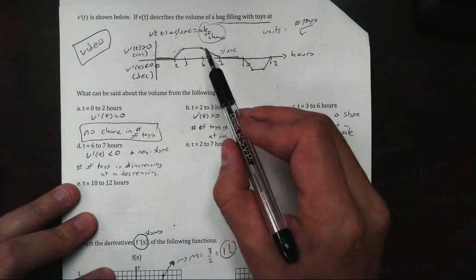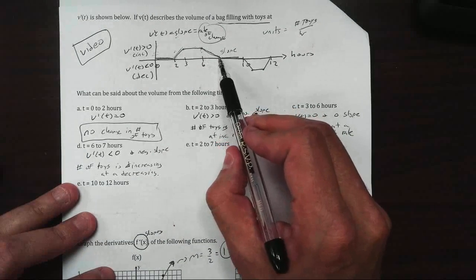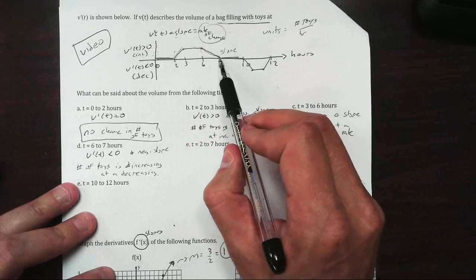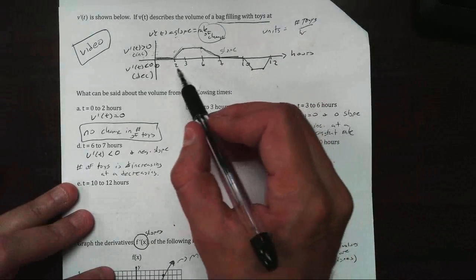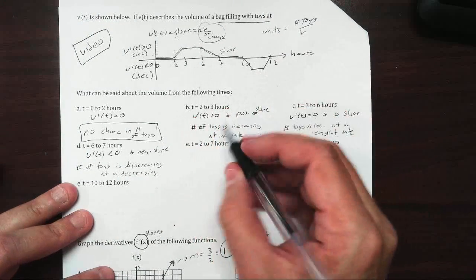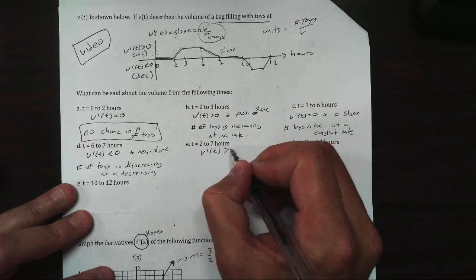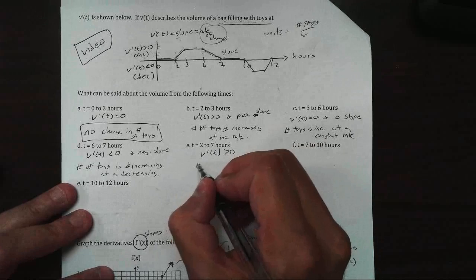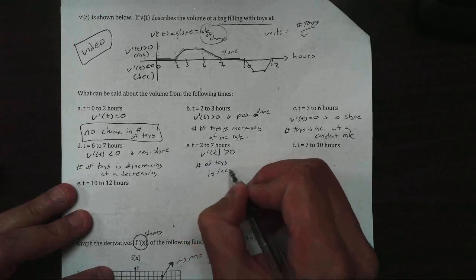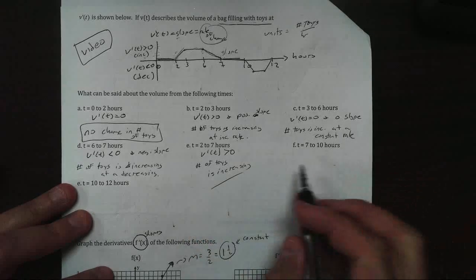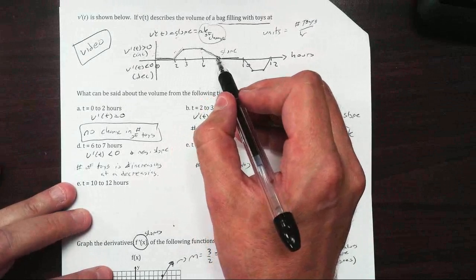Like in your car, you hit the brakes. You still go forward when you hit the brakes, but you're slowing down to 0, where my rate of change is 0 right here. And then so basically, what's happening between 2 and 7 hours? Well, the entire time, v prime of t, which is my rate of change, is always greater than 0. This is telling us that the number of toys during that entire time is increasing. So during that entire time, we are getting toys. For 5 hours, we are getting toys.